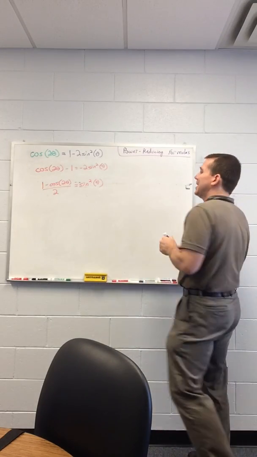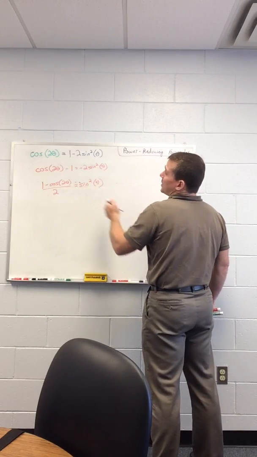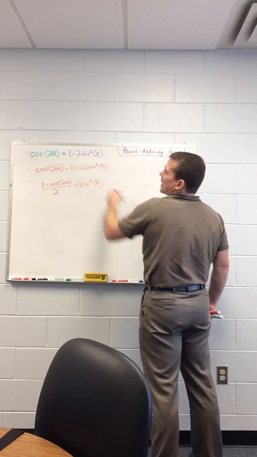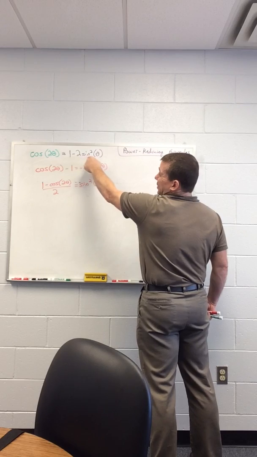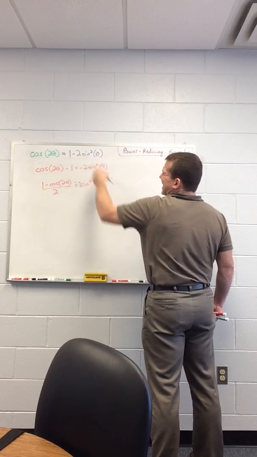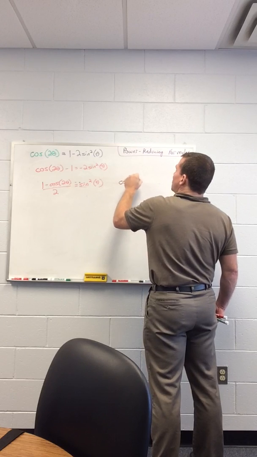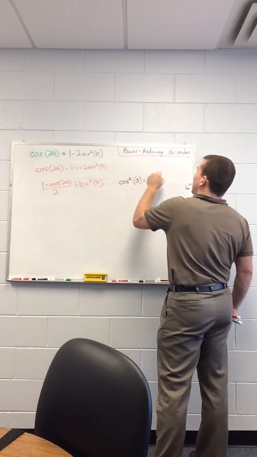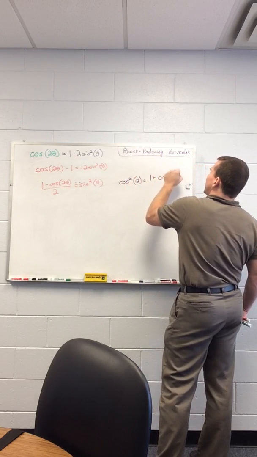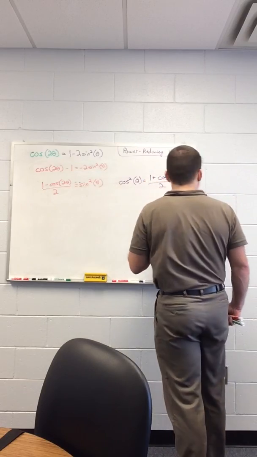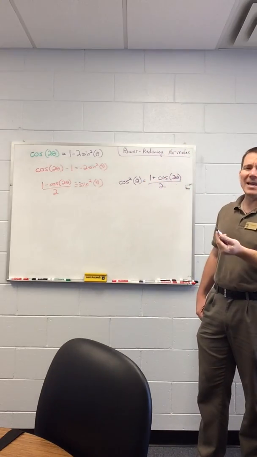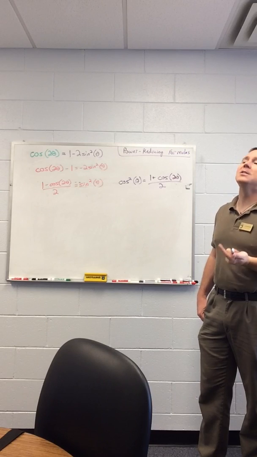I'm not going to derive the other one here. It's in your book, and you can derive it yourself using the other cosine double angle formula, the one with a cosine squared in it. It's slightly different, but I'll leave that up to you. But that one, you actually get cosine squared of theta equals 1 plus cosine 2 theta all over 2. And again, I would stress, these are in your book.